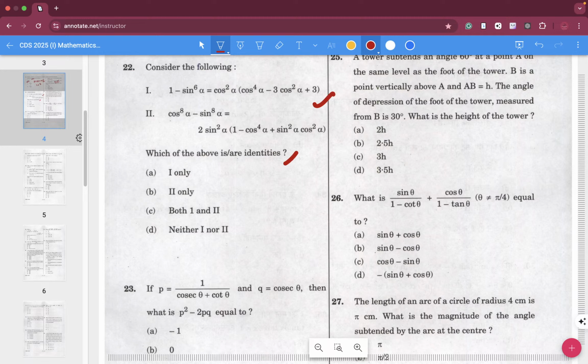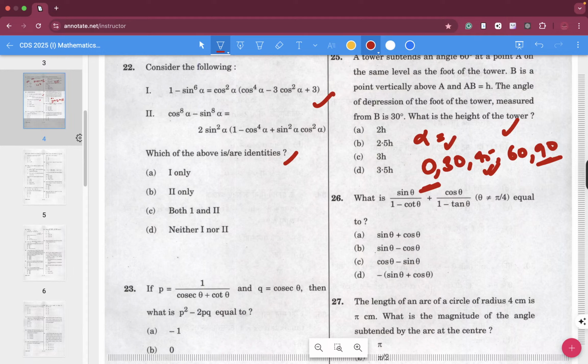It's always your choice whether you want to take alpha as standard values like 0, 30, 45, 60 and 90. I would advise against taking the values 0 and 90 because many a time it comes out to be the correct answer. At 45 sine and cos are both equal, so I will tell you to avoid that as well. Instead I will tell you to take either 30 or 60.